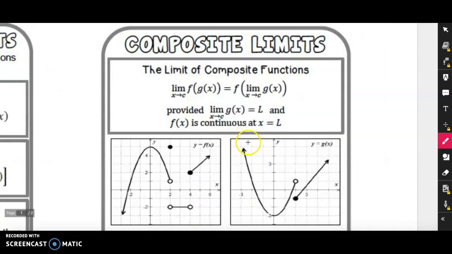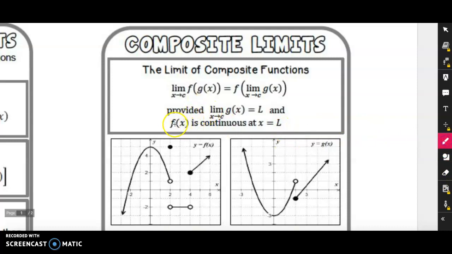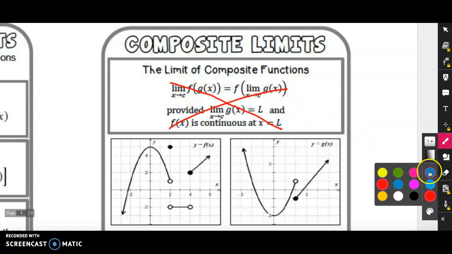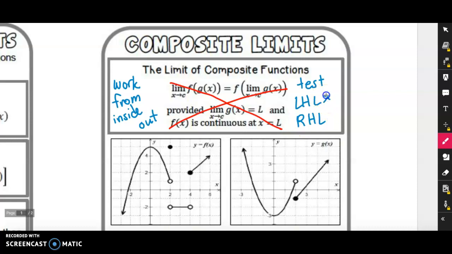The first thing we're going to do, as suggested by my Facebook AP Calculus group, is we're just going to cross this off. And we are going to write ourselves a couple little notes here. So with composite functions, we have to work from the inside out. And we have to test your left-hand limit and your right-hand limit. Test both of them. Okay.